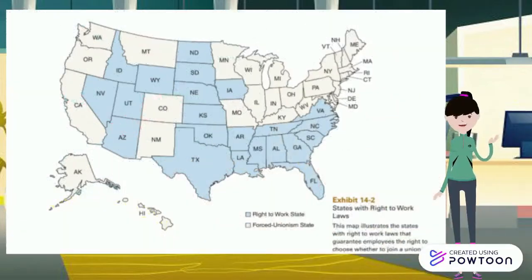This map illustrates the states with right-to-work laws that guarantee employees the right to choose whether to join a union or not.